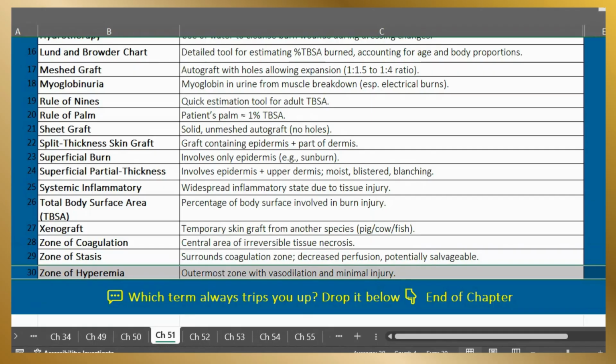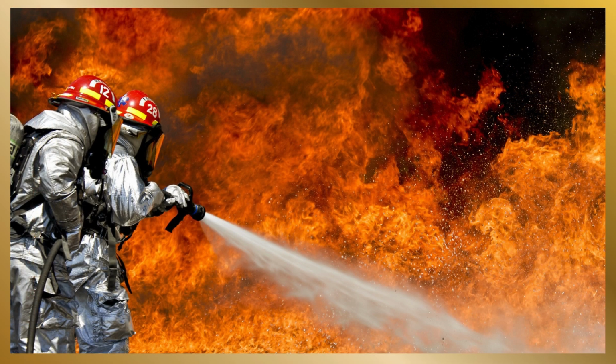Now let's recap a little bit. Everyone thinks a burn ends when the fire stops, but that's not true. The real damage happens hours later, deep inside the surface. The real burn happens hours later after the flames, as fluids shift, tissues swell, and perfusion drops. Recognizing those changes early is what saves skin, prevents shock, and protects your patient's life.